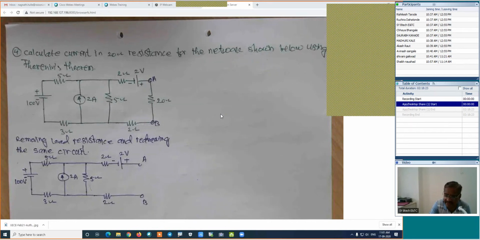You can use any method. Yes, someone: Sir, super mesh. Super mesh, right. Super mesh will be one of the options. Here we can apply KVL to this loop. That is one equation, and another equation we can find. Absolutely right. But that is not the only way. You can use nodal analysis also. But use the method which you are comfortable with. Is it right? If we are practicing one of the methods, then that method will be more simple.